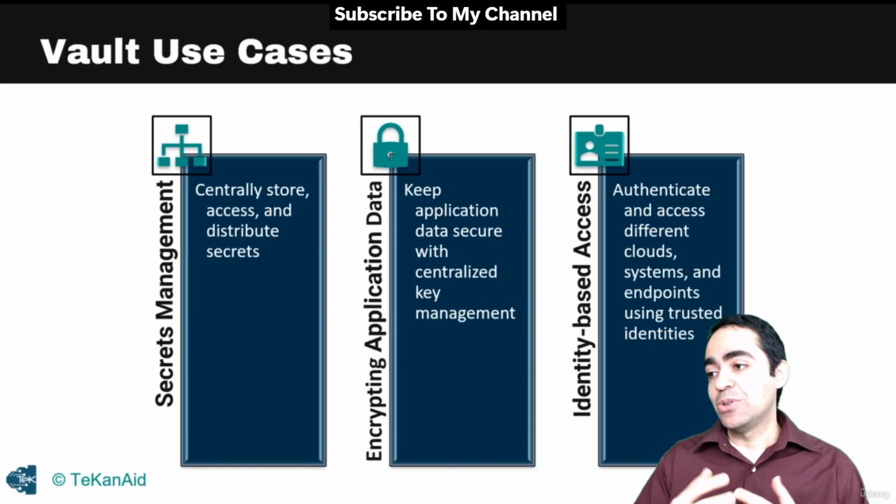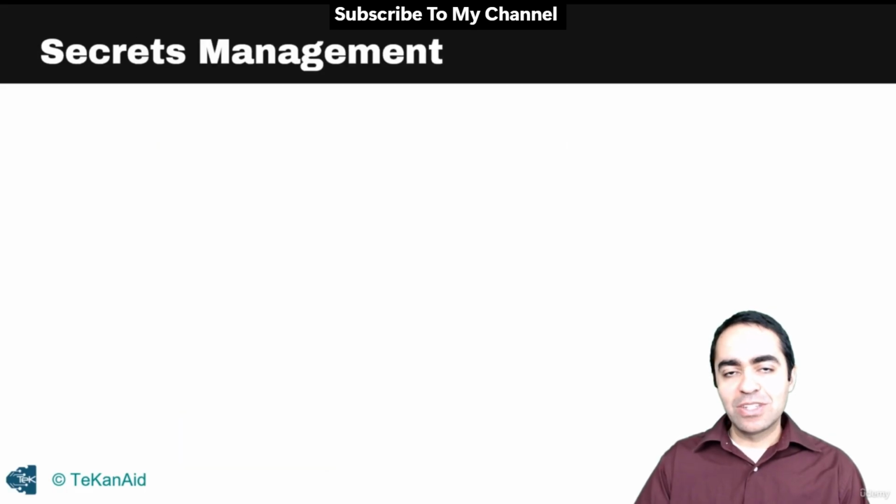identity, so that you can authenticate inside of Vault, and that will give you the ability to authenticate into different clouds and system endpoints, again via Vault. Now let's take a few examples, one example per one of those use cases. So we'll see 3 examples.